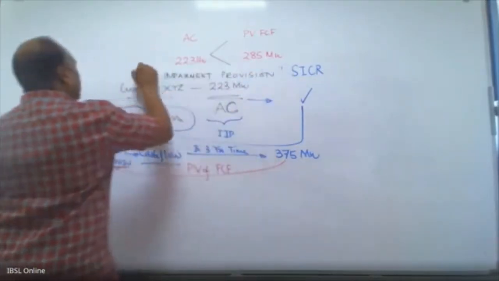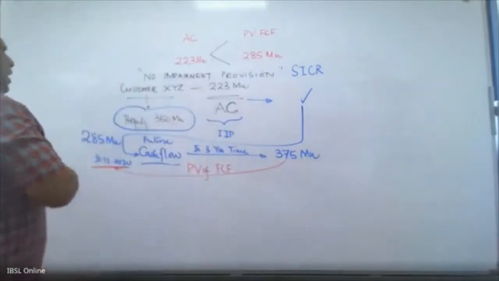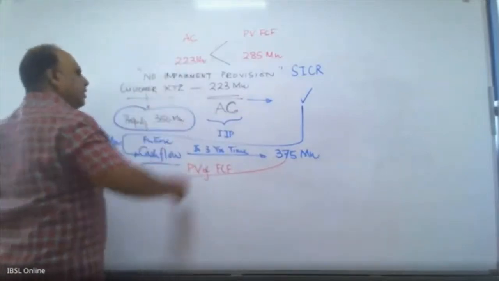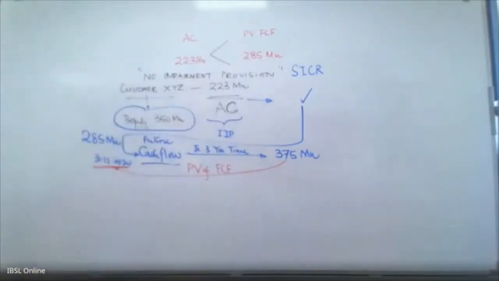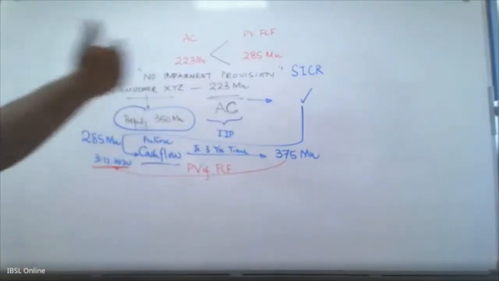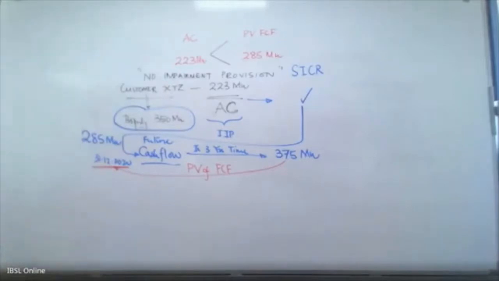There is no impairment, not required, because I need to recover only 223, but if I sell the property, I can get 285. So I don't need to worry. I will recover the 223 and will give the 62 million balance to the customer. I don't have an issue. Right? So this is one scenario. Okay?